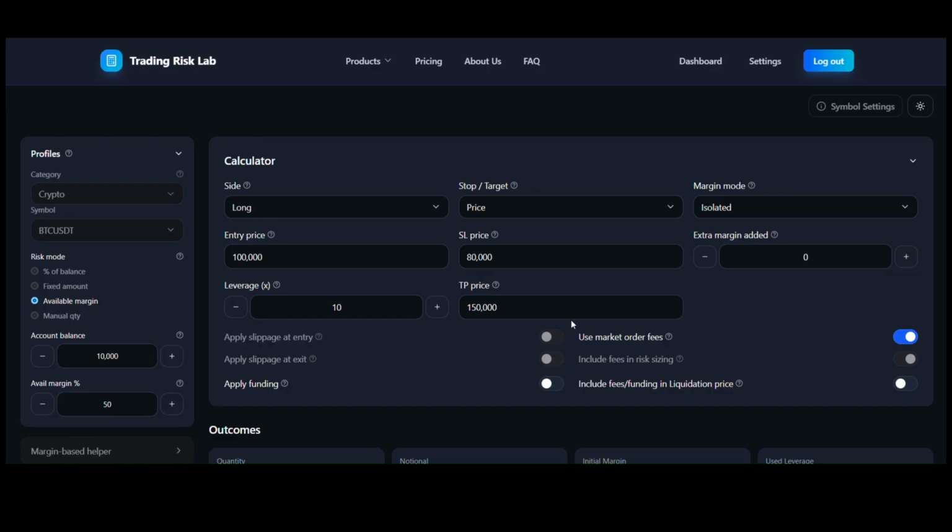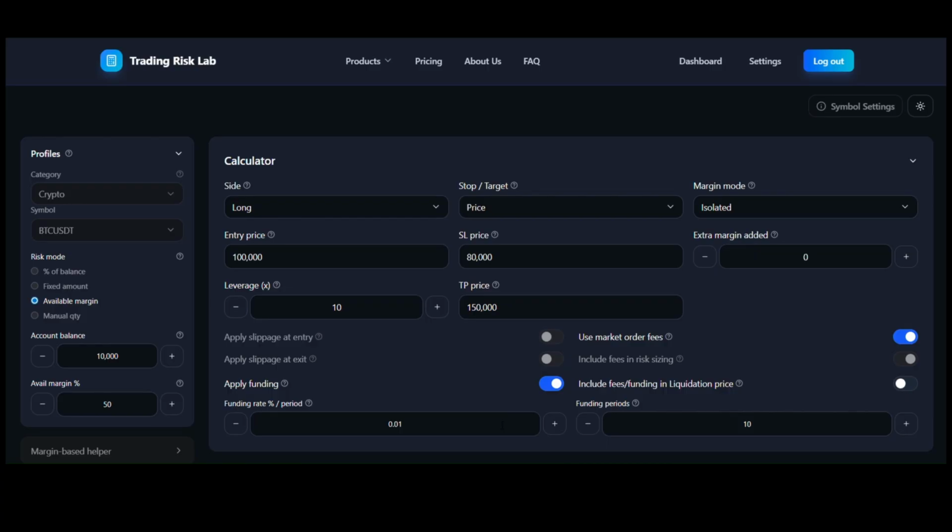Below, you'll see several toggles. Use market order fees defines which fee type is used in calculations. On the free plan, fees are set automatically to 0.06% for taker fees and 0.02% for maker fees, and cannot be changed. Next toggle is include fees or funding in liquidation price, which accounts for fees and funding in liquidation price estimate by reducing your margin buffer. You can also toggle on apply funding and set your funding rate and number of periods.